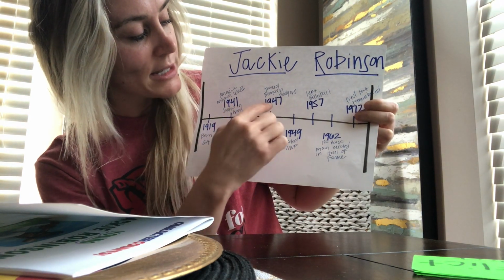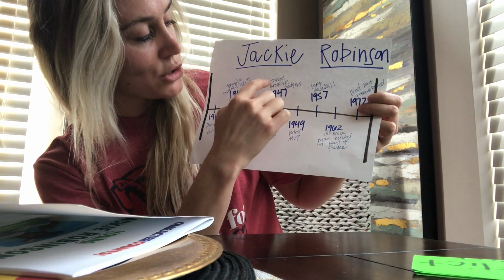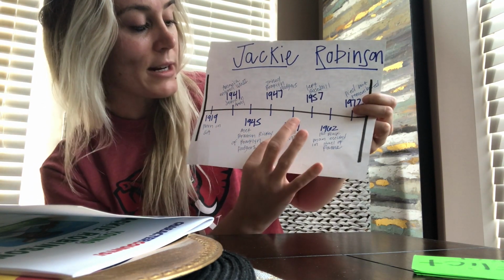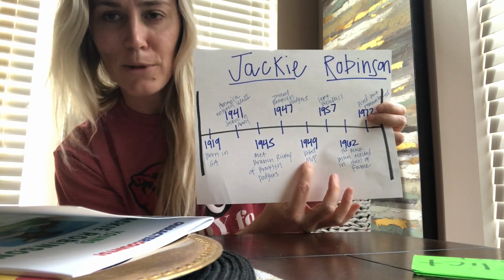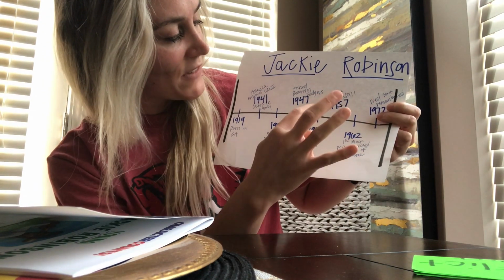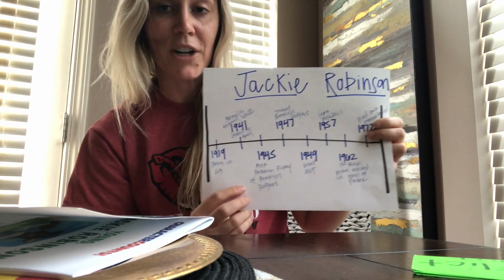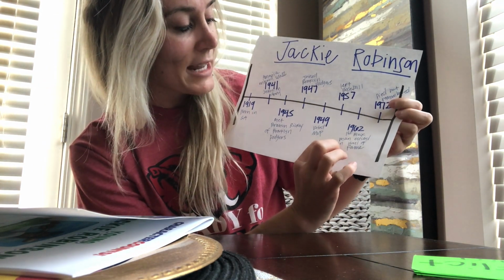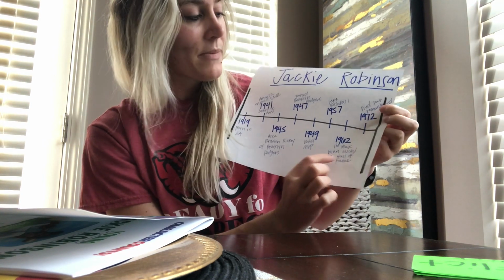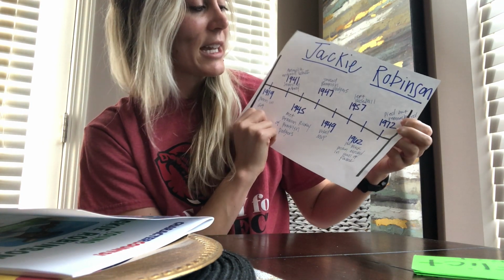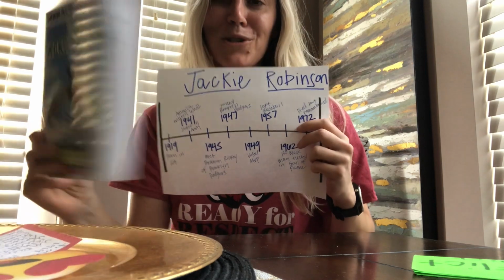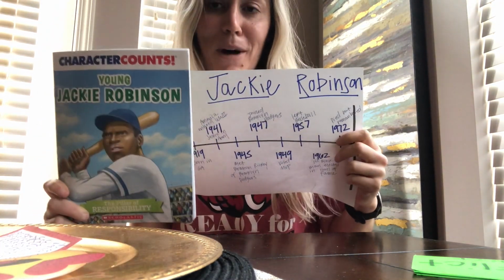Jumping up 2 more years, in 1947, he joined the Brooklyn Dodgers. This is the major leagues team. In 49, voted MVP. MVP, once again, means most valuable player. 1957, left baseball after an astonishing career. 1962, the first black man elected into the Hall of Fame. And then in 1972, unfortunately, he died, but he will always be remembered for his courage, his respectfulness, and his character. So, hope you enjoyed Character Counts, the pillar of responsibility.